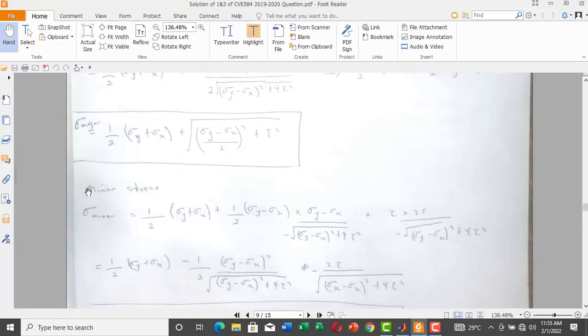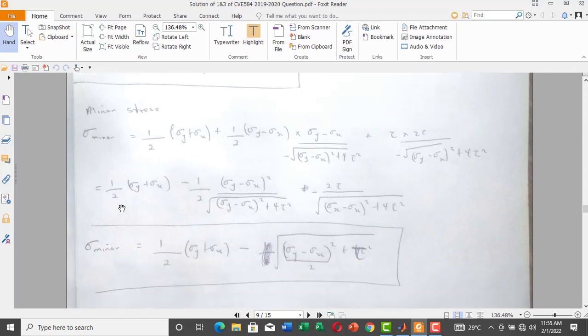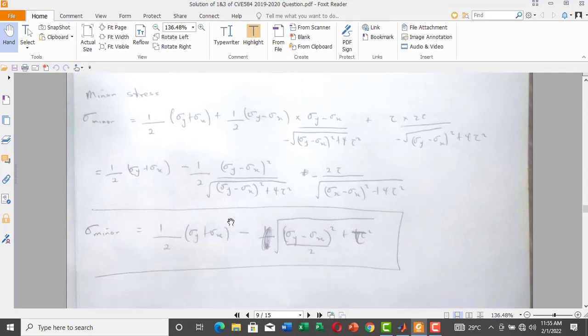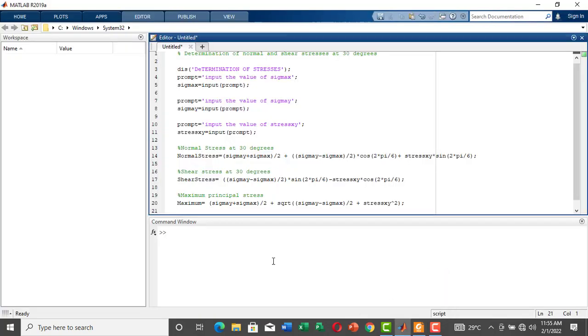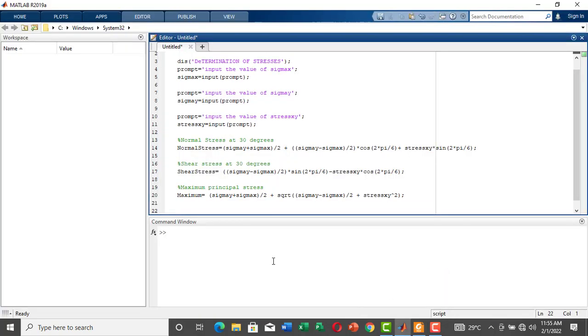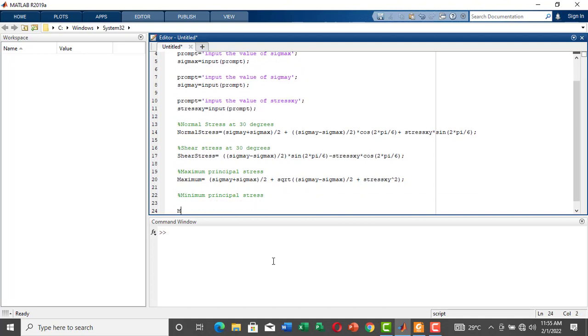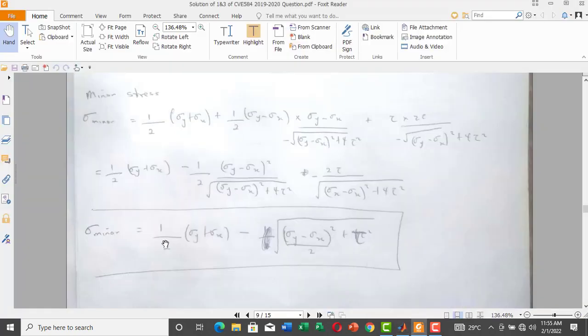So the next question says the minor stress. Minor stress, which is the minimum. So the minimum, this is the formula as well. So you can say that, okay, I have a description which is good. So you say your minimum principal stress. So let's give that the name minimum. So we are looking for minimum equals to what's the formula? The formula is sigma y plus sigma x.